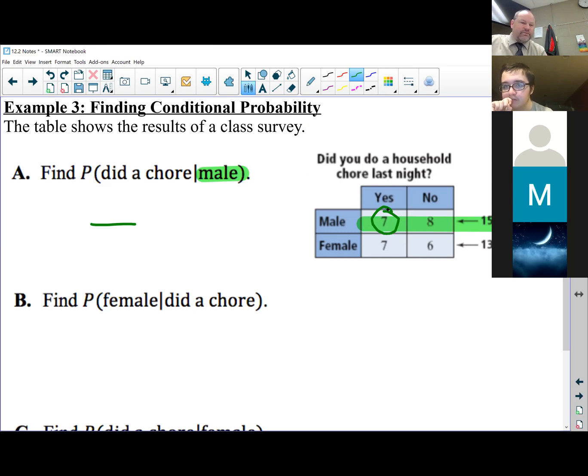So how many males did a chore last night? 7. Out of a total of how many males in the classroom? Shane, go ahead. 15. Does that reduce? No, it does not. That is our answer. All right.